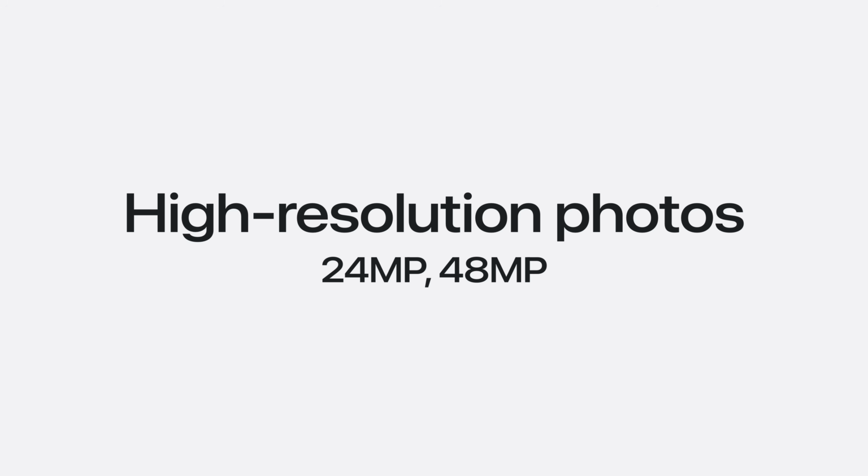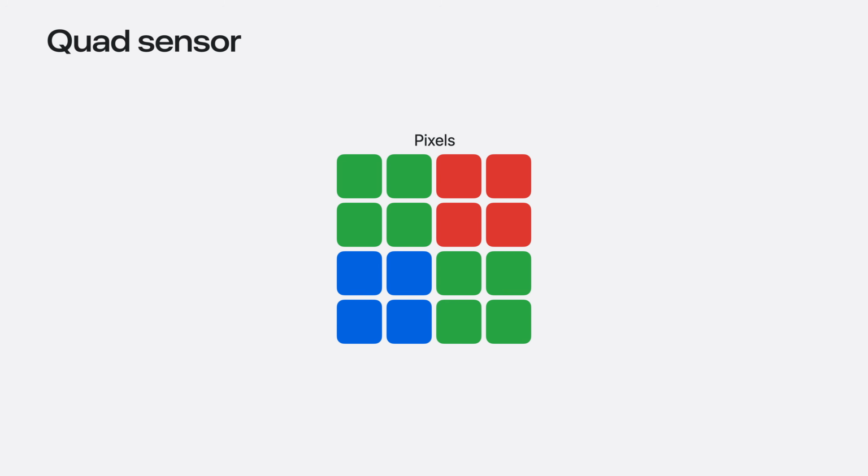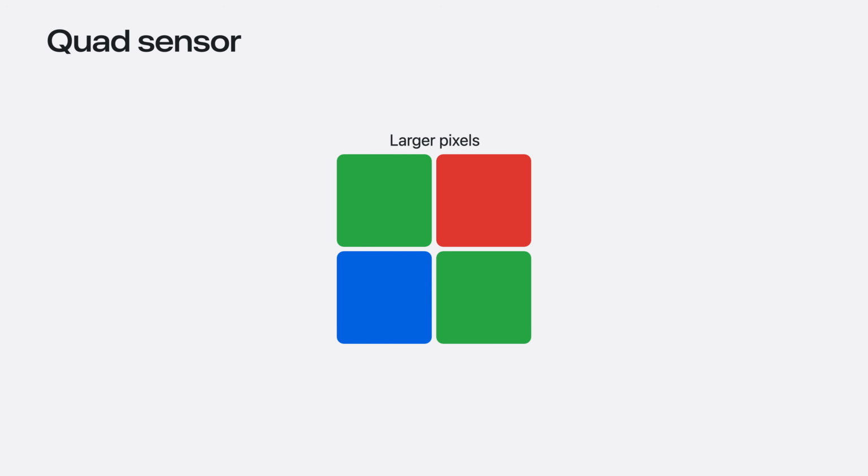Starting with iPhone 14 Pro and iPhone 14 Pro Max, the camera system features a 48 megapixel quad sensor. A quad pixel sensor design allows capturing photos at full resolution with the highest level of detail, or grouping pixels in 2x2 clusters of the same color to capture more light.